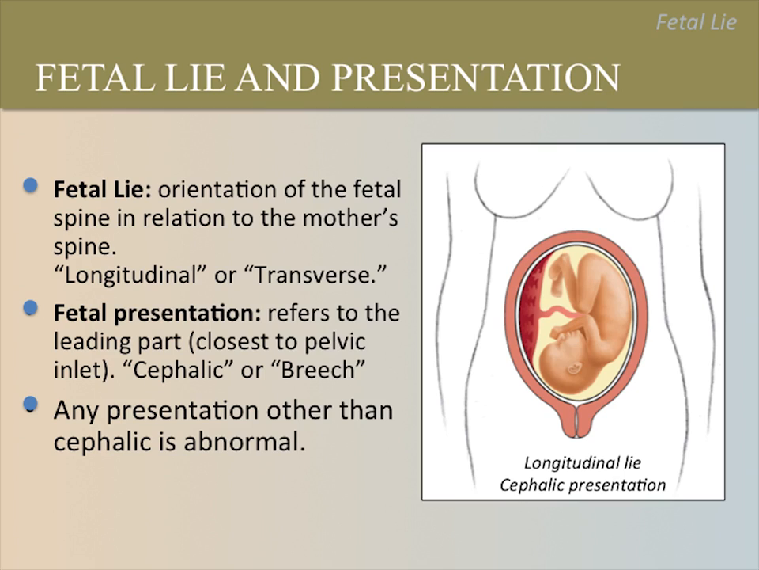A longitudinal lie, meaning that the fetal spine is aligned with the maternal spine, can mean that the baby is in either the cephalic or breech presentation. Another possibility is that the fetal lie is transverse, which means that the baby is in a sideways position, with its head towards one of the maternal sides. Any presentation or lie other than cephalic is abnormal.